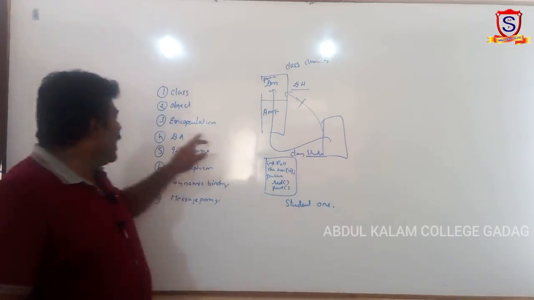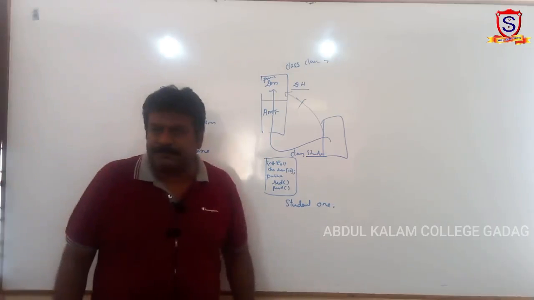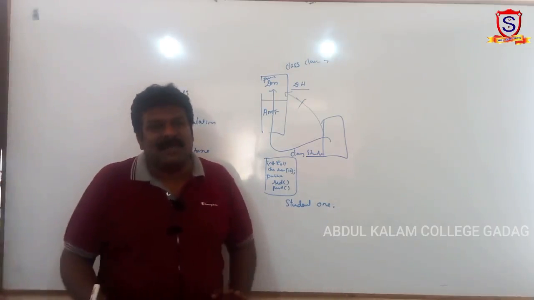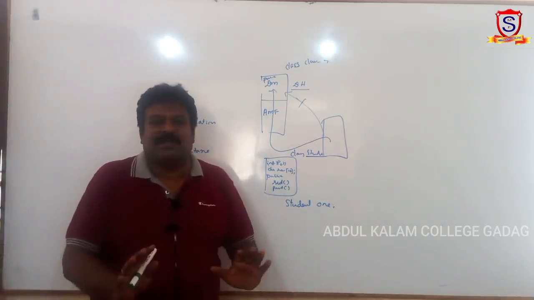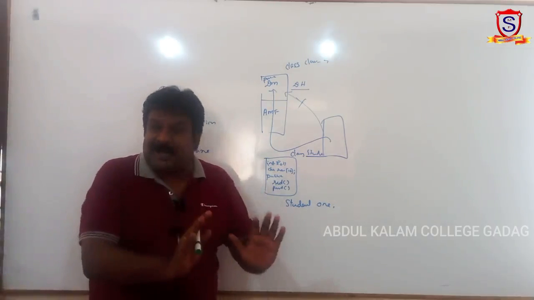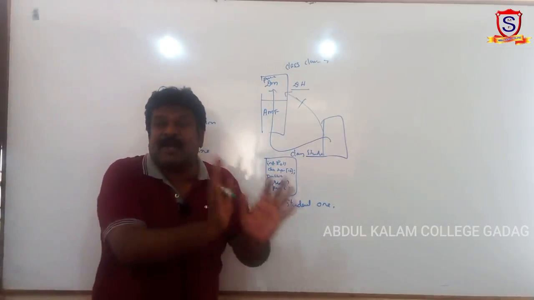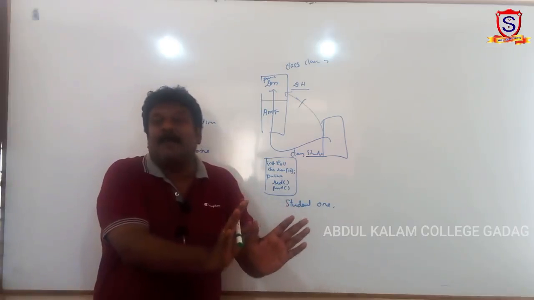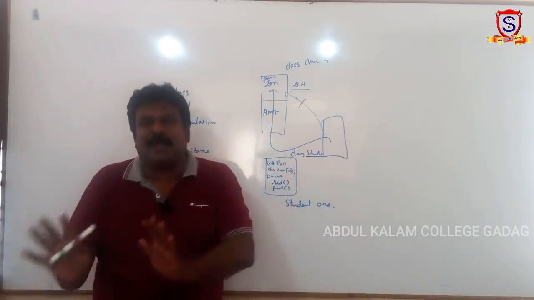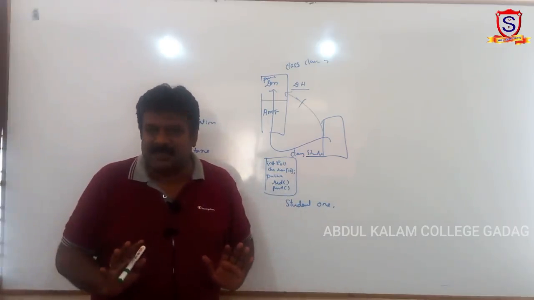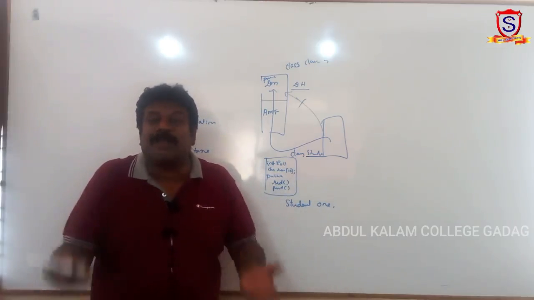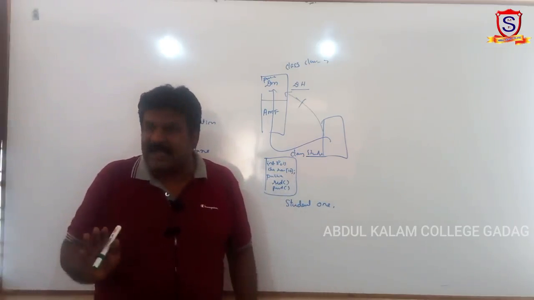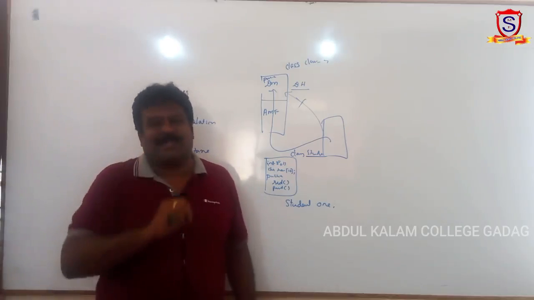Understood? And next comes inheritance. What do you mean by inheritance? Inheritance is a process in which the properties and behavior of one class are copied to another class. Understood? Why is it so? In what cases will we be using it? It is used in two cases.